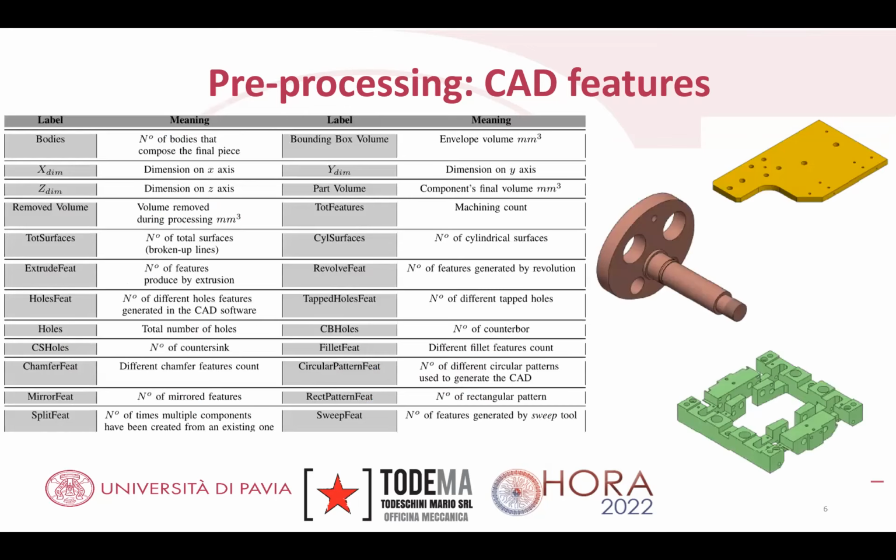Here we can see the table where the features that we extracted are presented. At the end, we had 24 properties. And on the right, we have some examples of the involved components in the study. And binding the table with the figures, we are able to have an idea of the complexity of the problem that we are facing.